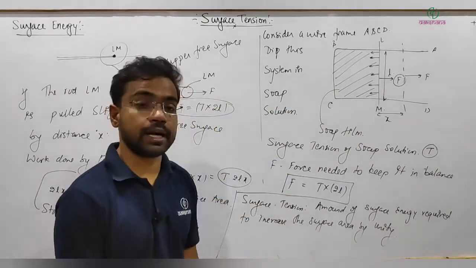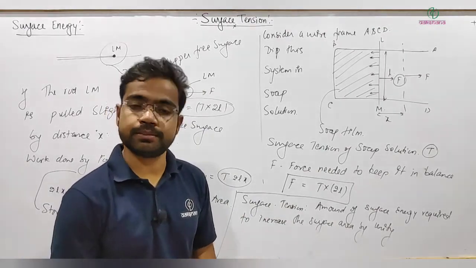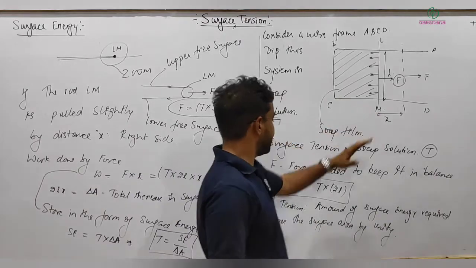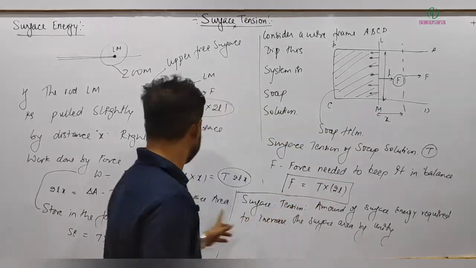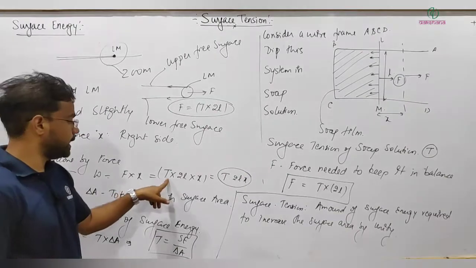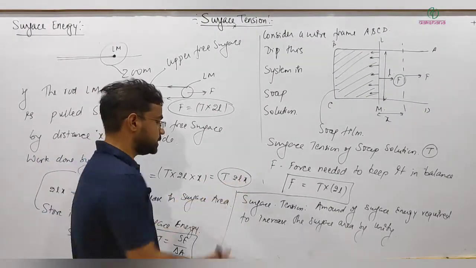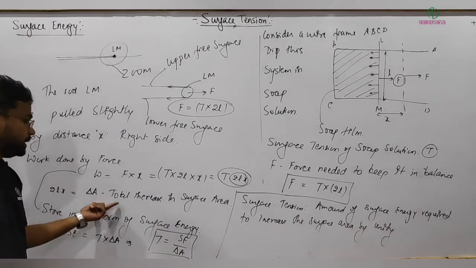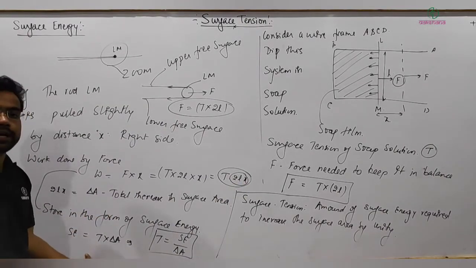The unit for surface energy will simply be joule. Here we can calculate that force times displacement will be work done, and that comes out with this being the change in area. 2Lx is the change in area, the total increase in area, and this is right.